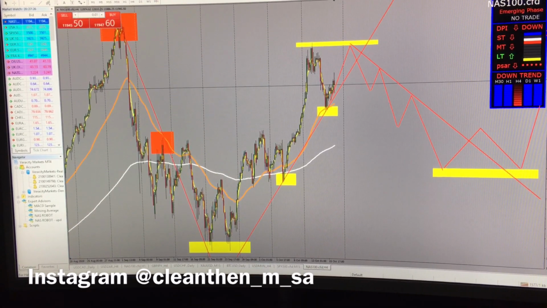Simple. Now, risk-reward ratio. Risk-reward ratio in NASDAQ, it doesn't matter. You can't determine risk-reward ratio because NASDAQ is very volatile. It can give you 50 pips today, it can give you 100 pips tomorrow, it can give you 200 pips the day after tomorrow. So it's up to the market. All you need to do is to define its momentum. Let me tell you what I mean by momentum.